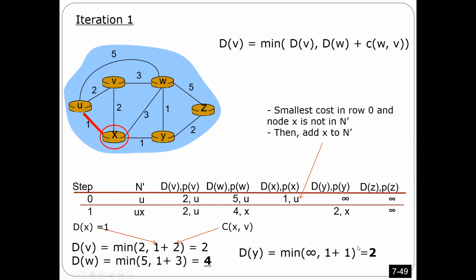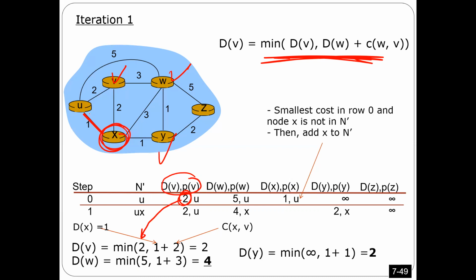The idea is that I'm going to look at the neighbors of X, which are V, W, and Y. And then for each one, let's start with node V. Now I have to decide, should I update the number I already have, or is this the best? All I'm going to do here, as you see, is that I already have 2 from the previous record.